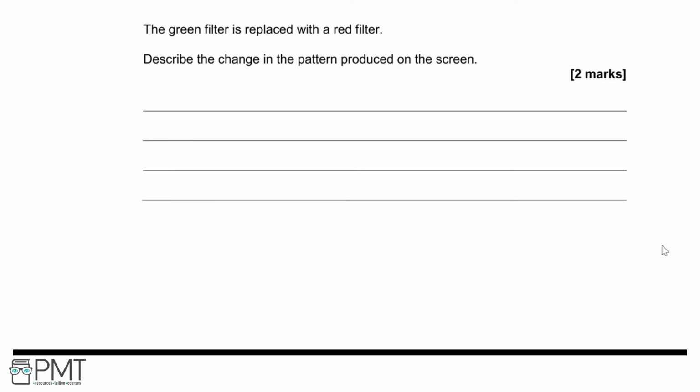The green filter is replaced with a red filter. Describe the change in the pattern produced on the screen. Now for this question, I would refer to the diffraction grating equation. And what that will do is it will tell us how the pattern size, how the spacings of the maxima will be affected by the wavelength. So let's write that down.